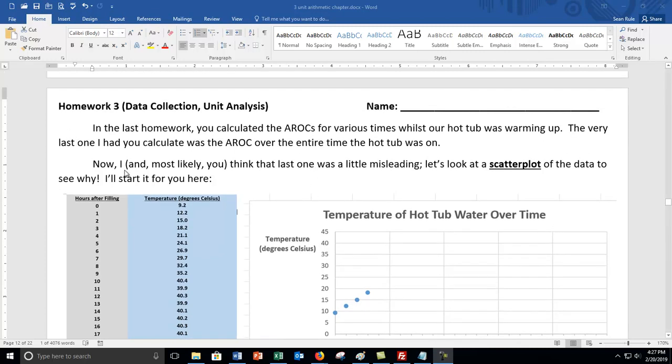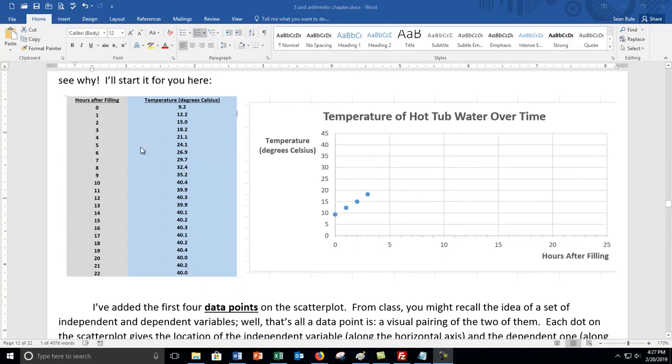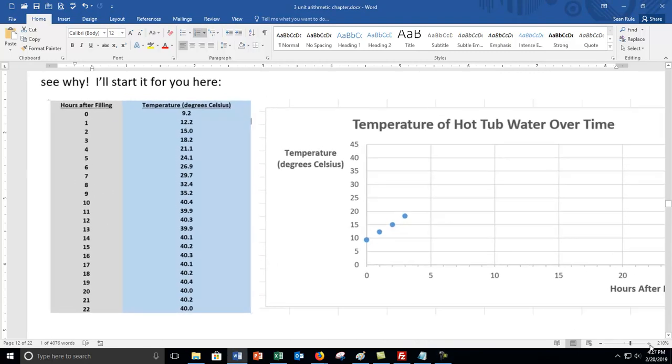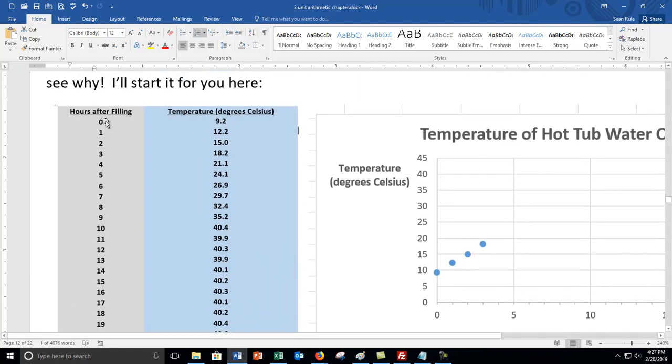Hey everybody, the purpose of this video is to get you some solutions to this little homework. It was the temperature of the hot tub extended. So what we've got here is the same exact data you looked at in your last homework, the same warm-up temperature. So I stick the water in the hot tub and then turn the heaters on, and then we keep track of the temperatures as time goes on.